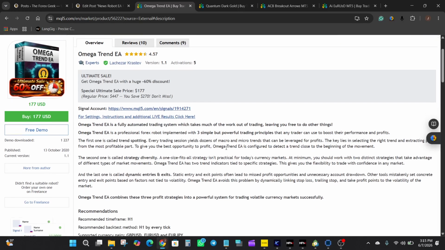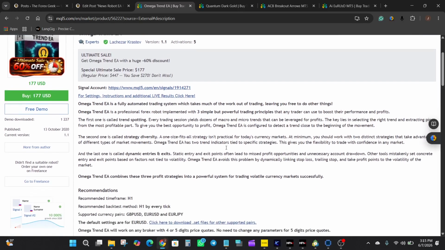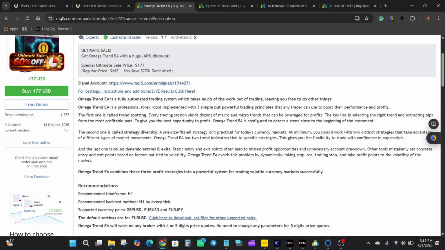Now, according to the description, Omega Trend EA is a fully automated trading system built around three core concepts. The first is trend spotting, and you can see that here. The developer explains that the EA is designed to identify trends relatively early in their movement with the goal of capturing opportunities during active market conditions.